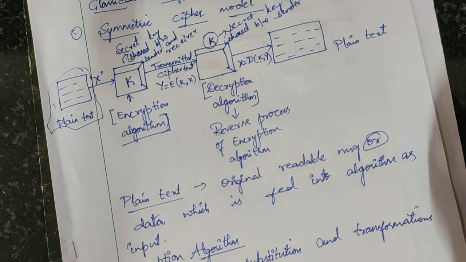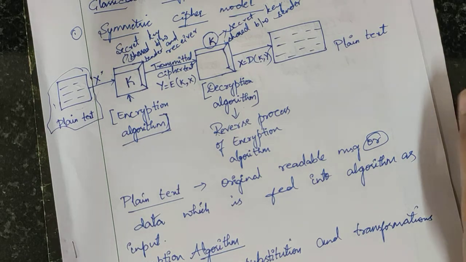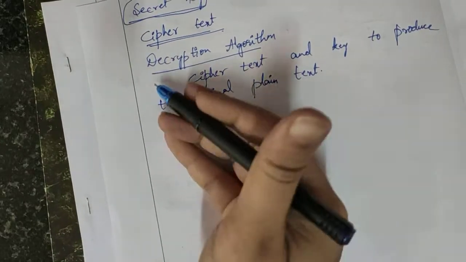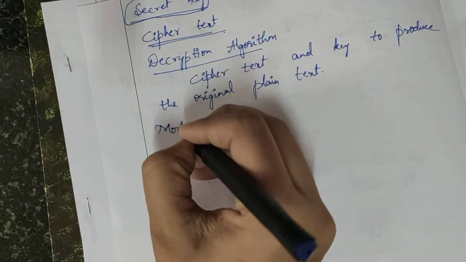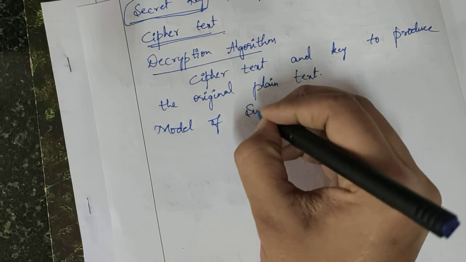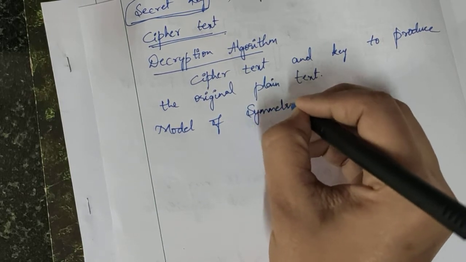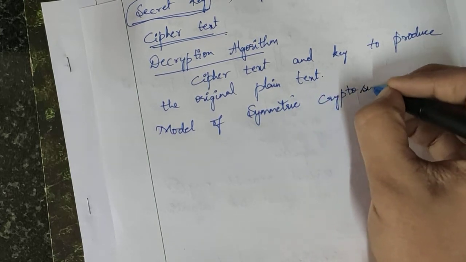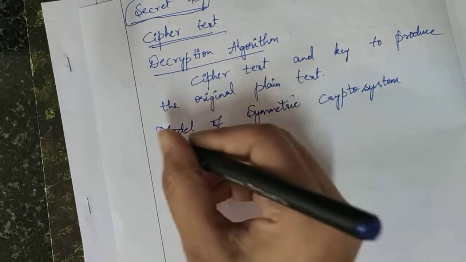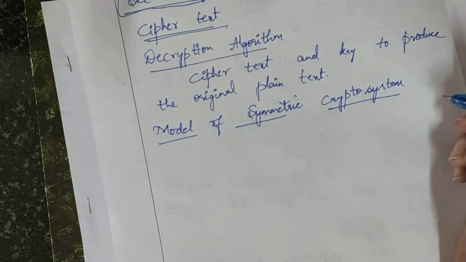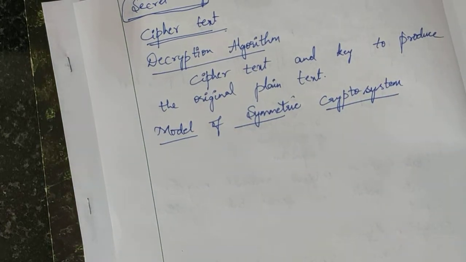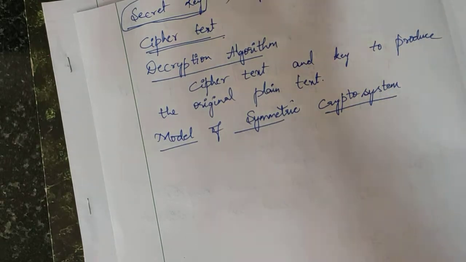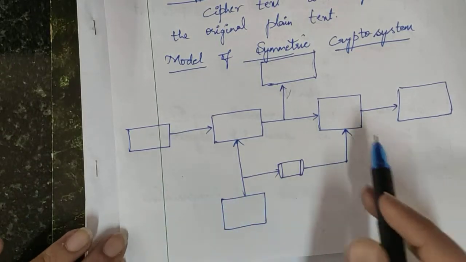So next we will move to the next topic, that is model of symmetric crypto system. You will be having a block diagram even in this topic. First I will write the block diagram and we will discuss it one by one. Okay, let us fill the blocks now.